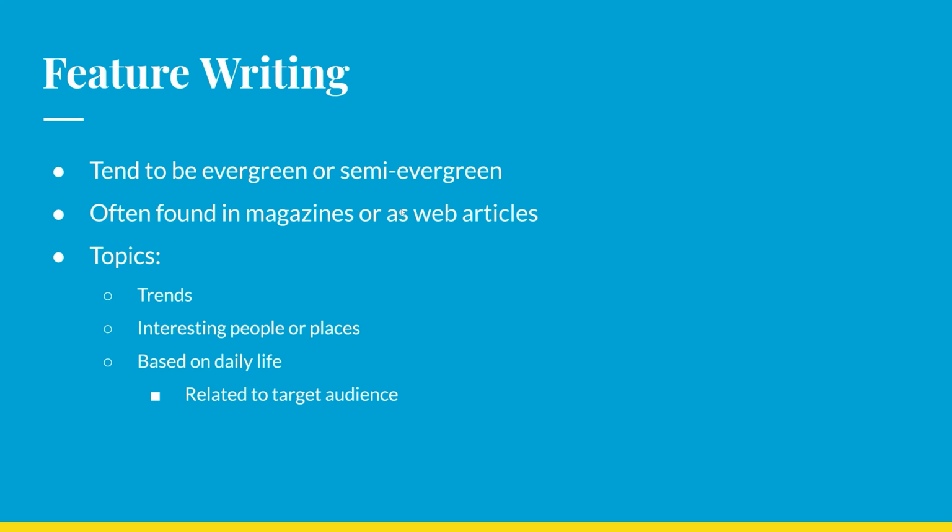Now, for feature writing, features tend to be more evergreen or semi-evergreen topics, things that you can either modify for certain times of the year or that will happen probably every year or at least every couple of years. So if there's a particular trend that repeats every 2 or 3 years, like in fashion, or if you have an annual event that you're going to cover, that's generally considered more of a feature.